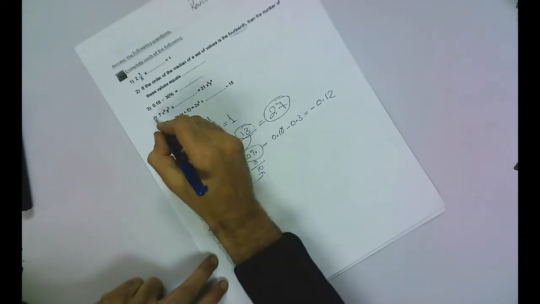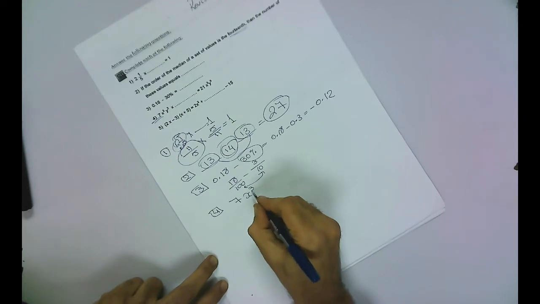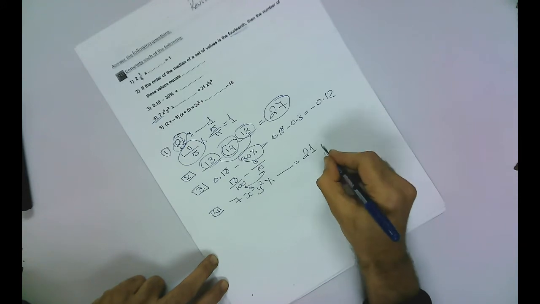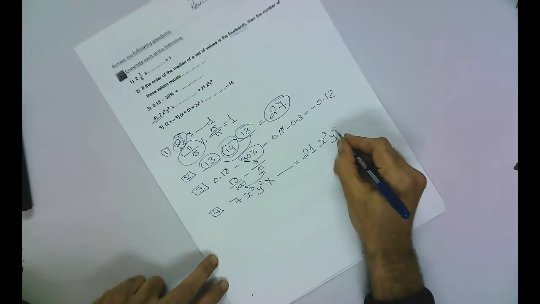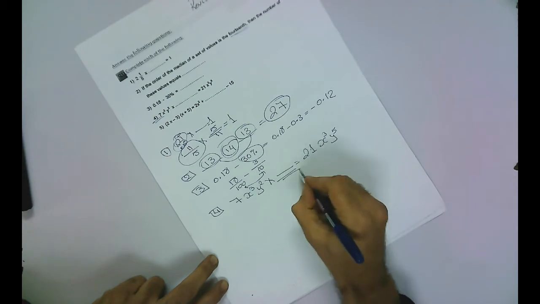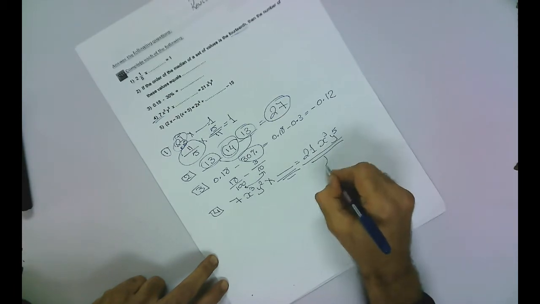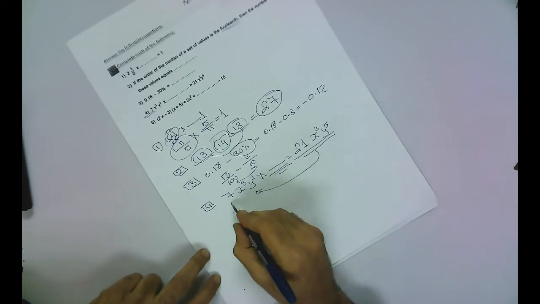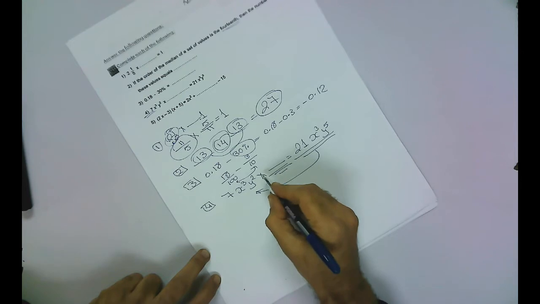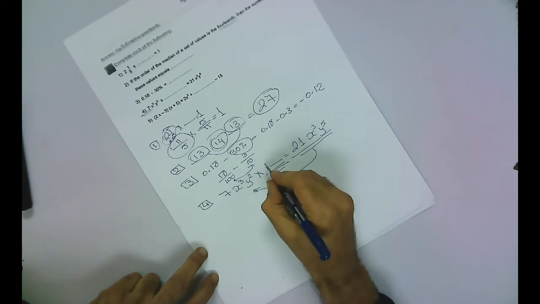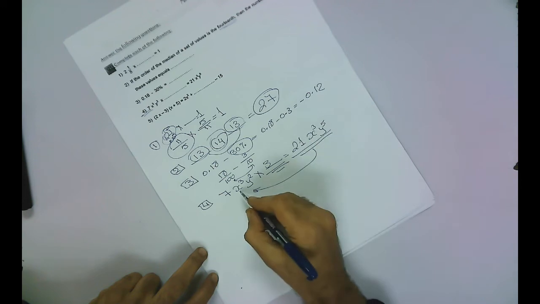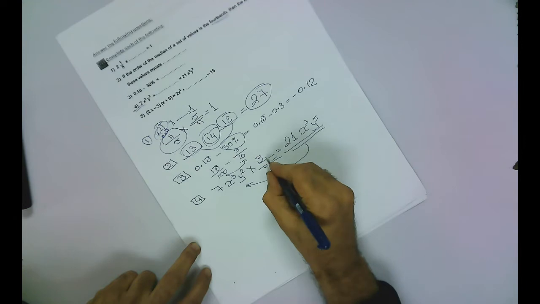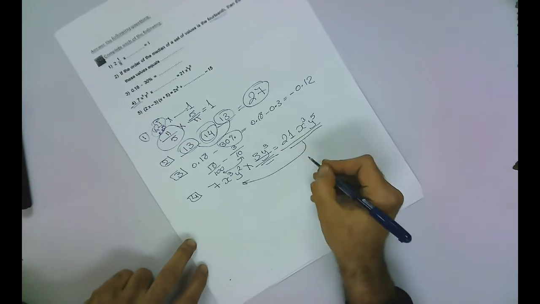Number 4, 7x power 3, y power 2, times what equals 21x power 3, y power 5. To get the missing number, we must make a division. 21x power 3, y power 5, divided by 7x power 3, y power 2. 21 divided by 7 equals 3. x power 3 divided by x power 3 equals 1. y power 5 divided by y power 2 equals y power 3.